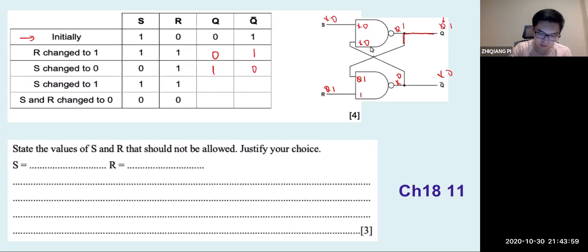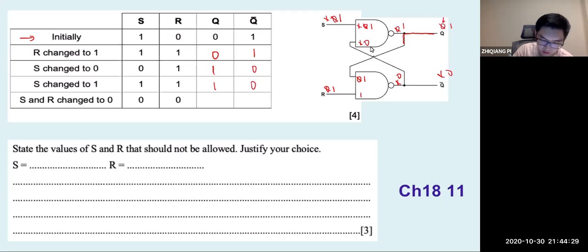Now we change S back to 1. So this becomes 1 again. 1 and 0 is still 1, right? 1 gets passed down over here. It doesn't change. And the output down here doesn't change either. So the overall circuit remains the same and stabilizes at that point. So it's still 1, 0.